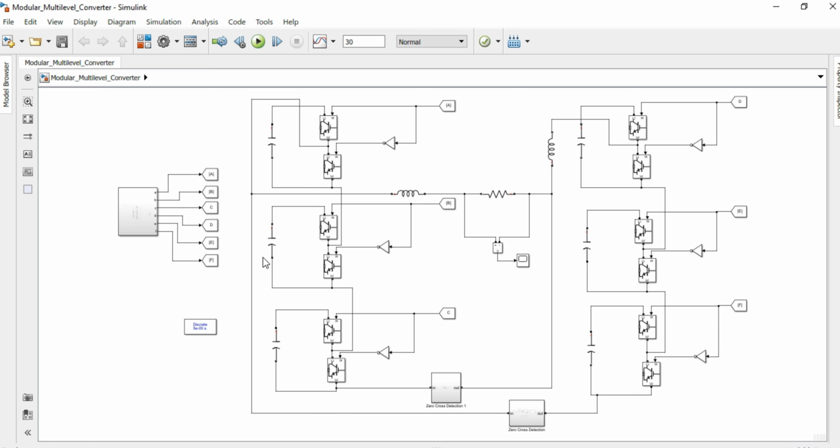These 3 modules are forming the upper arm of the MMC converter, while these 3 modules are forming the lower arm of the MMC converter, and both arms are connected to each other through these inductors. Here a load resistor is connected between these 2 arms, and we are measuring voltage across this resistance. These 2 blocks are used for zero detection. These will detect the transition from positive cycle to negative cycle and vice versa. Now we will run the simulation and we will see the results.